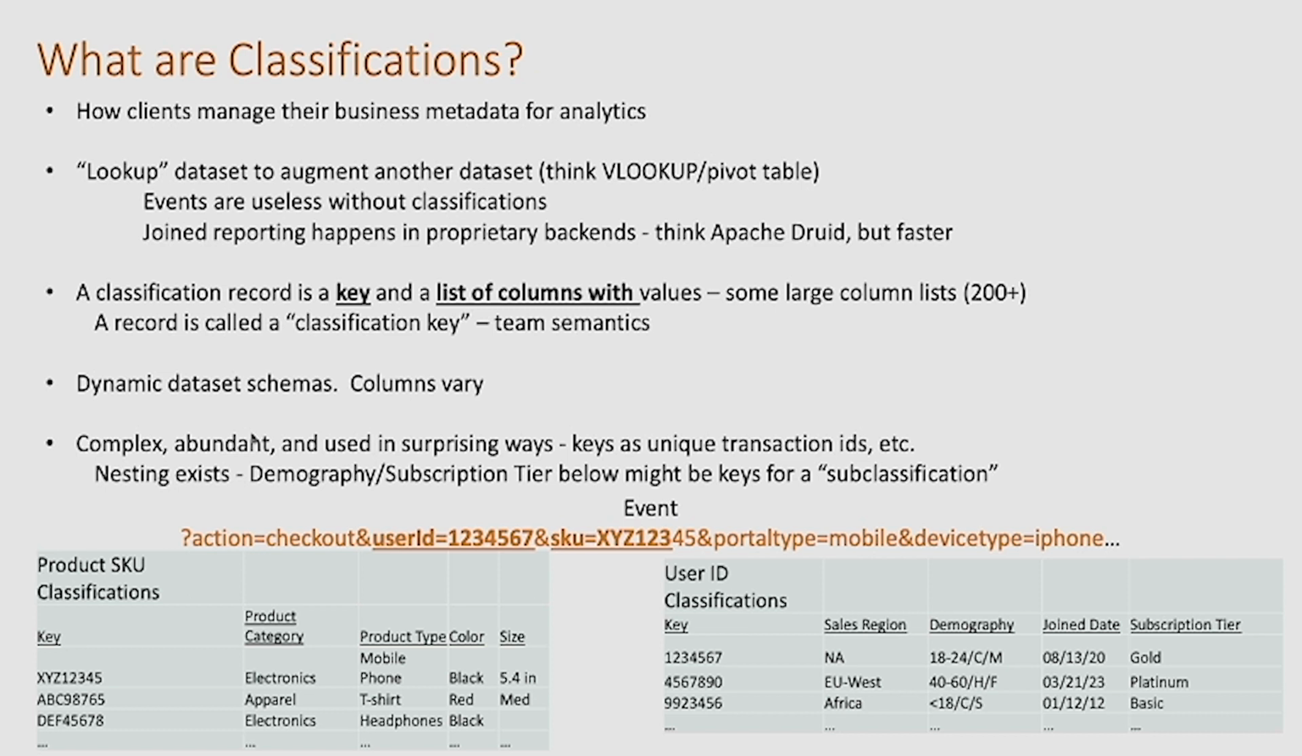When you submit an event, you want it to be small and snappy, and then they'll give us the classification data in large bulk downloads. And you can see user ID classifications here. So like they could enter all their user IDs into the system. A couple of columns here, like demography and subscription tier, could be sub-classifications. So the values within those columns could be keys to another classification. So think like a multi-join type of situation for reporting purposes.